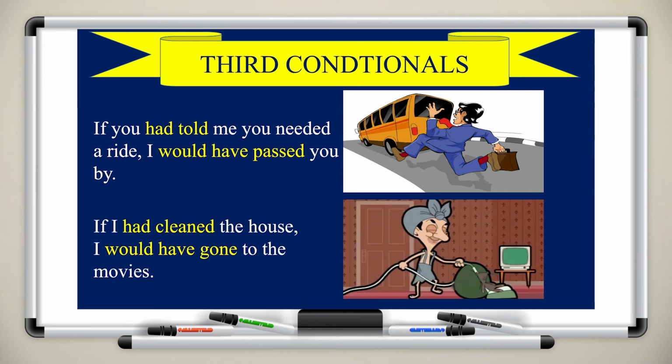Let's take a look at the next example. If I had cleaned the house, I would have gone to the movies. Did I clean the house? No. Do I want to go to the movies? Yes. Can I go to the movies? No. Okay? Why can't I go? Because it's something that happened in the past. The movie has finished and I couldn't go. Why? Because I needed to clean the house.